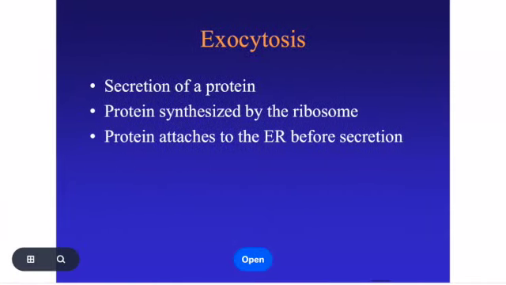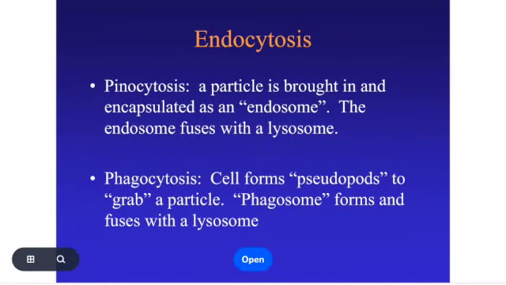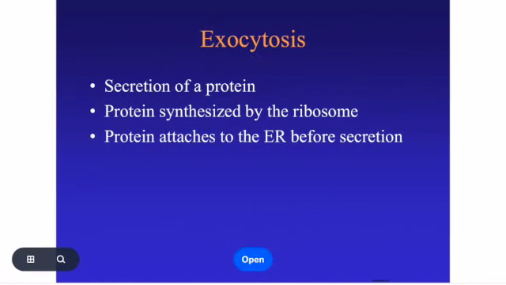Okay, let me back up. Pinocytosis, something is encapsulated and brought in. Phagocytosis, cells form pseudopods, those false arms, to grab a particle. Exocytosis is for secretion of proteins or sometimes even waste products.